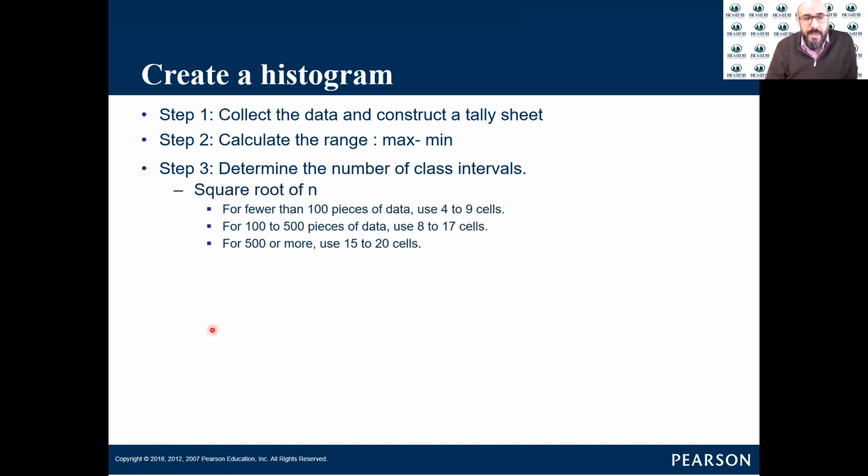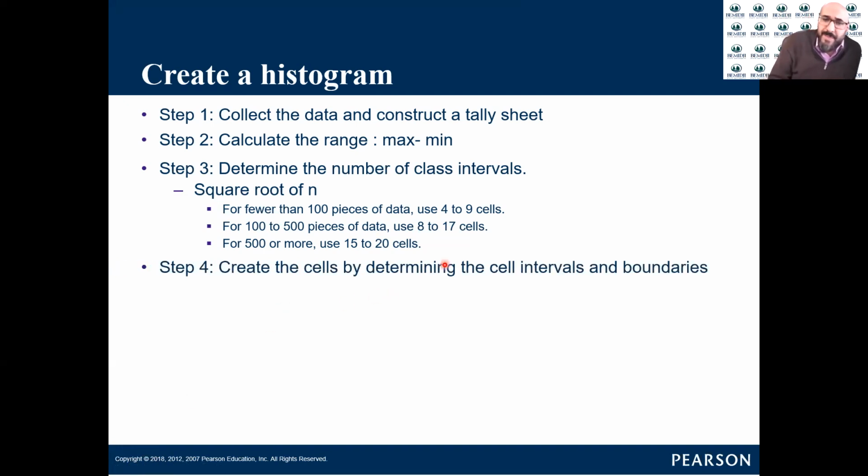And this is the best way to do that, to find out the square root of n, rounded up to the higher number. For fewer than 100 pieces of data, this is the rule of thumb: use between 4 to 9 cells. If it's between 100 to 500 pieces of data, use from 7 to 17 cells. If it's 500 or more, then use 15 to 20 categories or intervals.